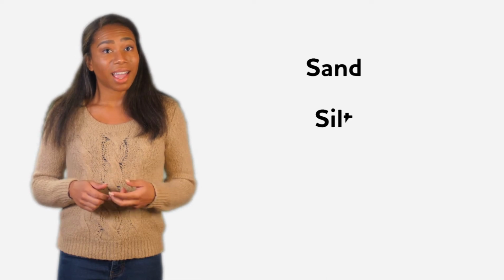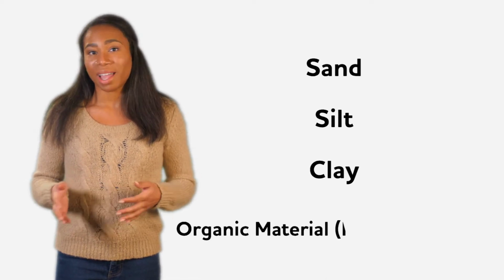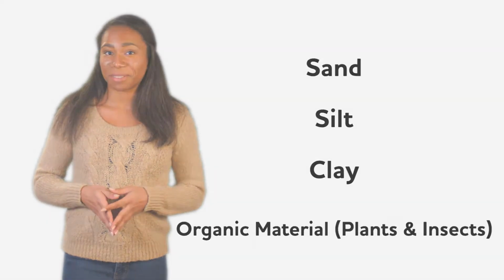The soil separation experiment will help show students the different components of soil. Those components are sand, silt, clay, and organic materials, such as plants and insects, both dead and alive.